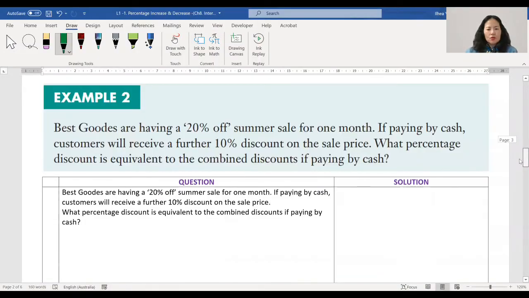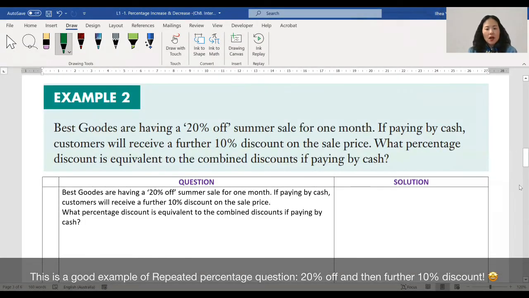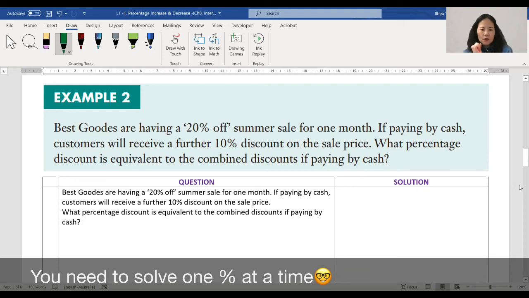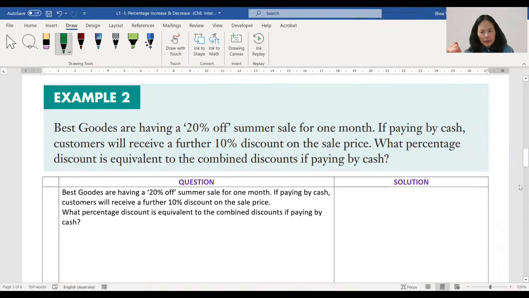Okay, example 2. Best Goods are having a 20% off summer sale for 1 month. If paying by cash, customers will receive a further 10% discount on the sale price. So this is something you have to be very careful with. You might think it's altogether just a 30% discount, but it's not, because it's like stages. The wording here is a further 10%, so it's not altogether. Be careful with that.